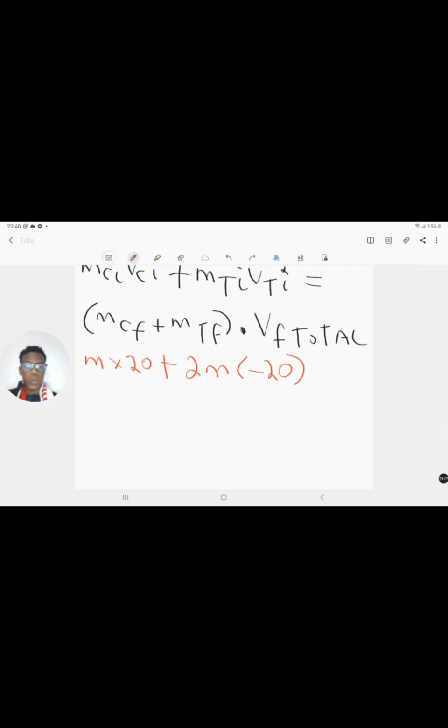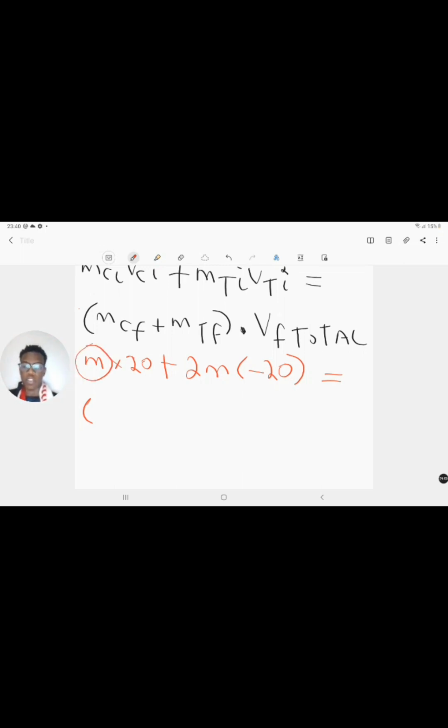Then we're going to say equal to. We're basically just substituting, right? Then we come down here to this mass. That mass there, we simply just add up the total masses. So we know that mCf is the mass of the car after the collision. Now the mass doesn't change. The mass of just the car individually doesn't change.